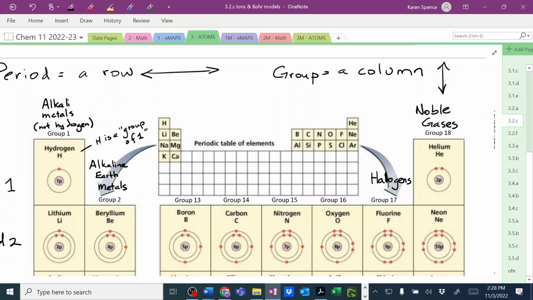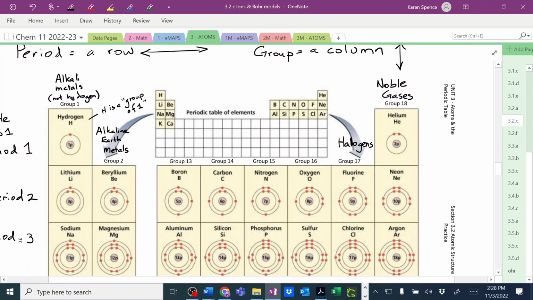I'd like you to take a look at the number of occupied shells in period 1. How many shells are occupied in period 1? 1 shell is occupied. And by the time we get to the end of period 1, what have we done to that shell? We've filled it up, we've closed it. Yes? Now, when we get to period number 2, how many occupied shells do we have? 2 occupied shells. Isn't that amazing?